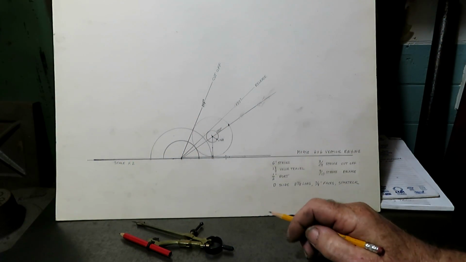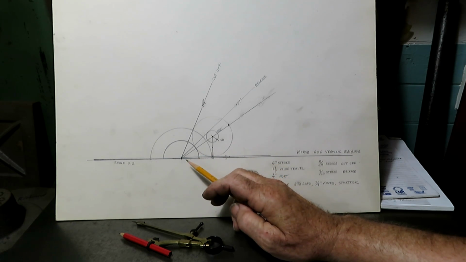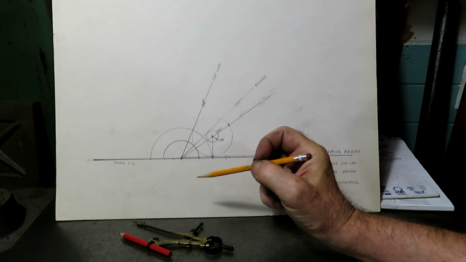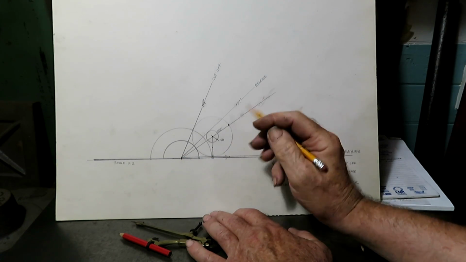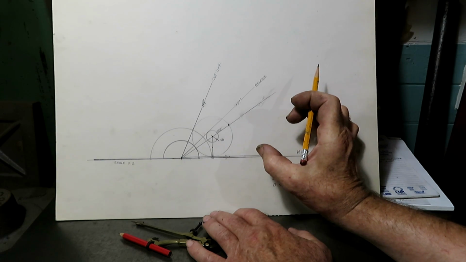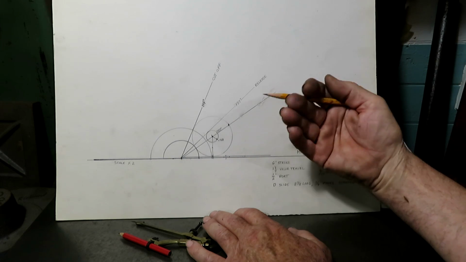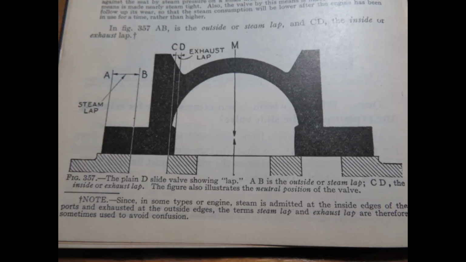Okay, so now we've got the intake figured out pretty good. We've got to deal with the exhaust, and that's just a matter of knowing how much inside lap the exhaust cavity has got to have on the back side of the valve over the port width.